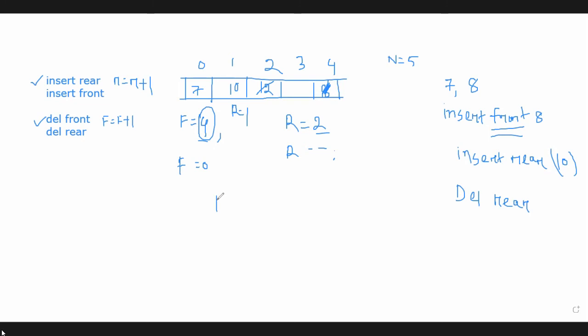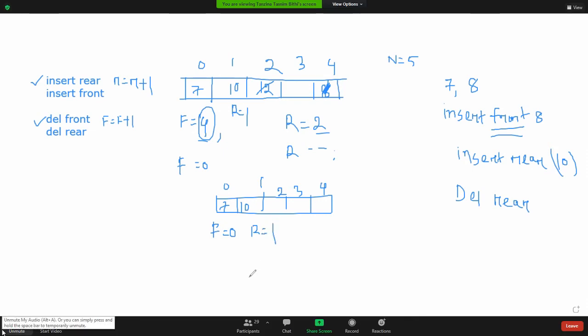I'm writing the queue again. This is our queue with two elements. One is 7 and another is 10. And which one is the first element? 7. 7 is the first element because f equals 0. And what about rear? Rear equals 1.